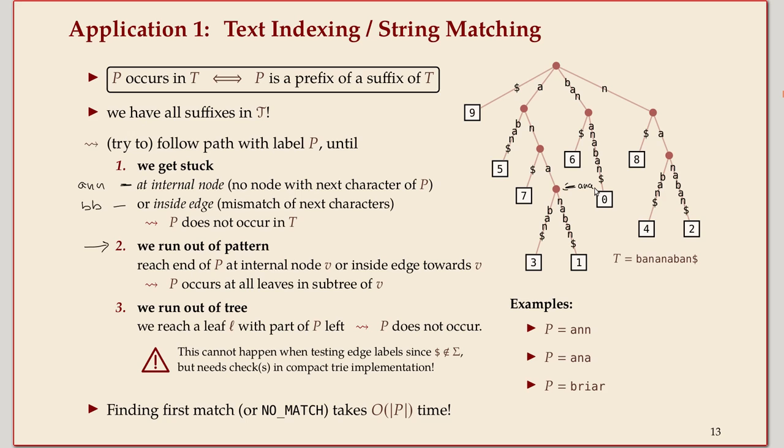And the pattern is gone. We run out of pattern. In that case, we know that this pattern does occur in the text, namely at all the positions in all the leaves in the subtree of the node that we reached. And if we stop reading inside an edge, we just walk down to the next node, and that's our node.